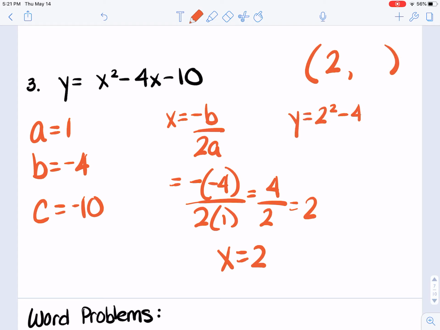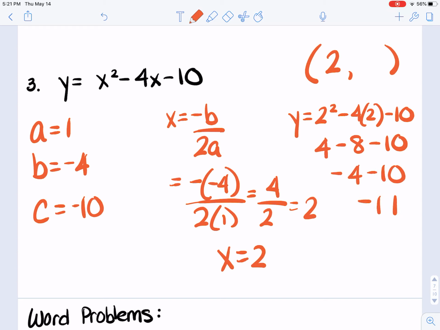2 squared minus 4 times 2 minus 10. 4 minus 8 minus 10. This is -4 minus 10, which gives me -14. So my vertex to number 3 is at 2, -14.